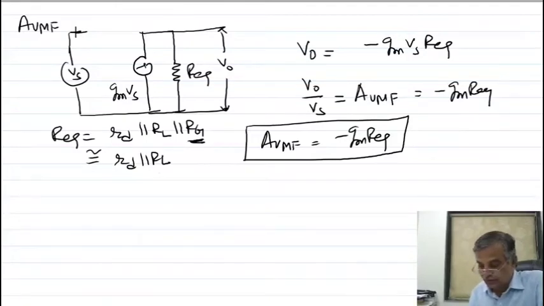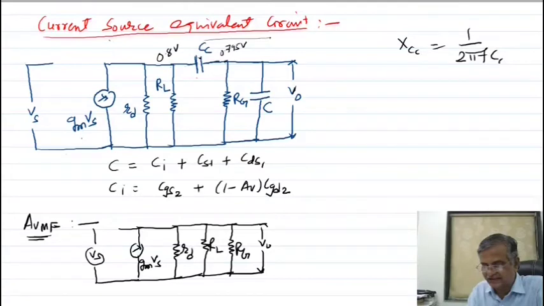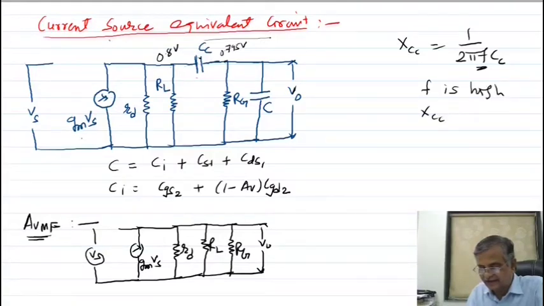Now, let us do the analysis at high frequency. At high frequency, these offer a very low reactance. You may have questioned, sir, how? Look here. XC is what? 1 upon 2 pi FC. As frequency is high, as F is high, then reactance is low.